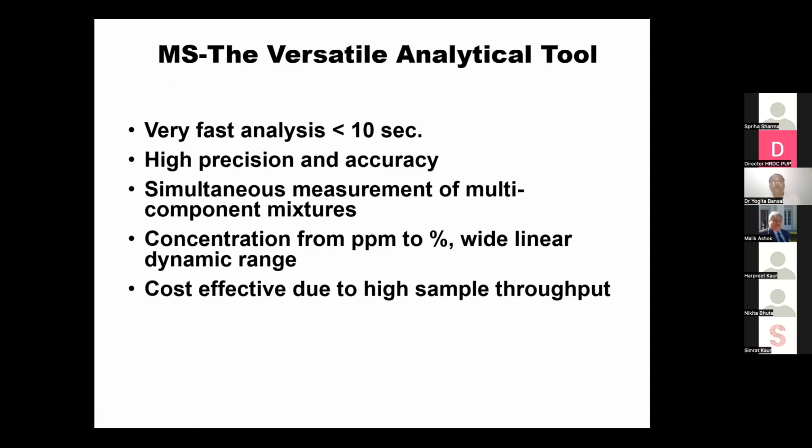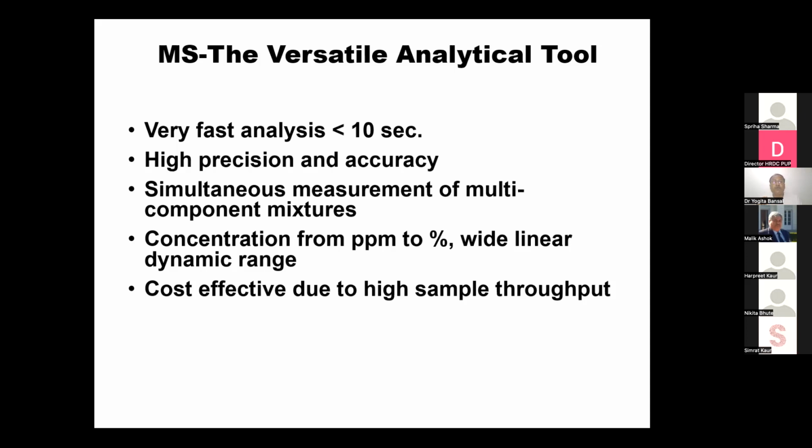Now, mass spectrometer is a versatile analytical tool because its analysis time is very fast. It takes less than 10 seconds to record the mass spectrum of a compound. It's high precision, high accuracy, and it allows simultaneous measurements of multi-component mixtures. As we have seen in the last session, there are 90 components which are eluted within 23 minutes, and there were 3 or 4 components which were co-eluting. So simultaneous measurement of multi-component mixtures. At one particular point, if there are 3, 4, 5 components, they can be measured.